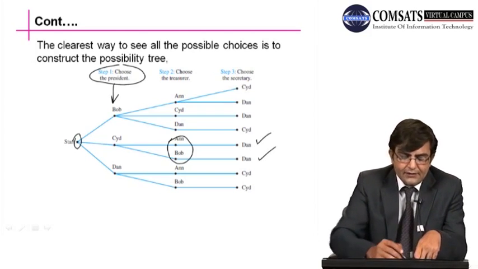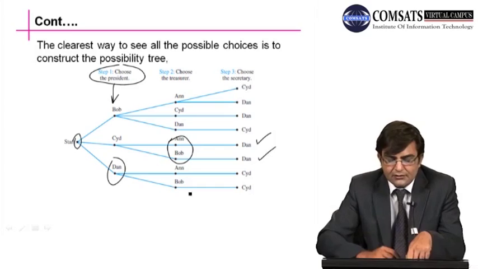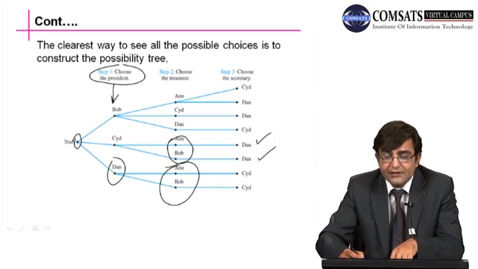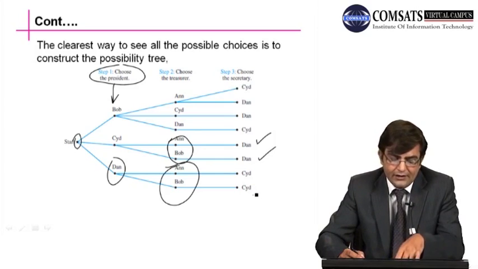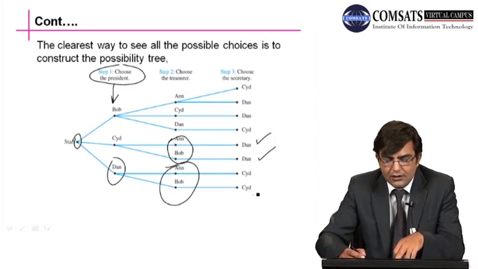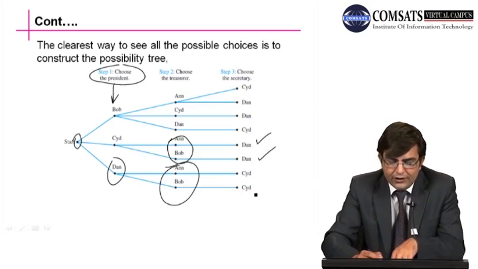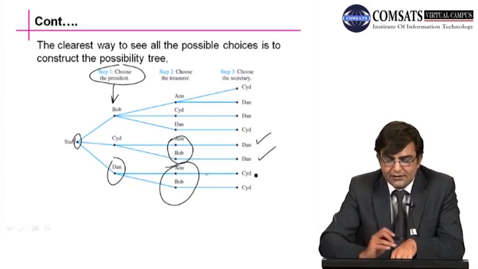If Dan is the president, then we cannot use Sid here as a traitor, because Sid must be secretary in this case, because Dan has already been chosen, so Sid must be reserved for the secretary. We can choose N or Bob as a traitor, and in both cases Sid must be secretary.